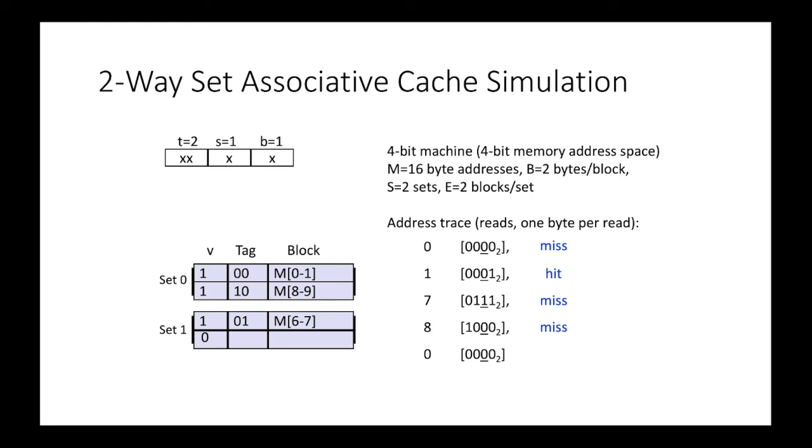The last memory address is 0, and it results in a hit as the cache still has the cache line that holds this memory address. Note that it was a conflict miss in our previous direct mapped cache simulation. Now, the cache hit rate is 2 out of 5, which is 0.4 or 40%, better than direct mapped cache. This is a demonstration of reduced conflict cache misses with the higher set associative cache.